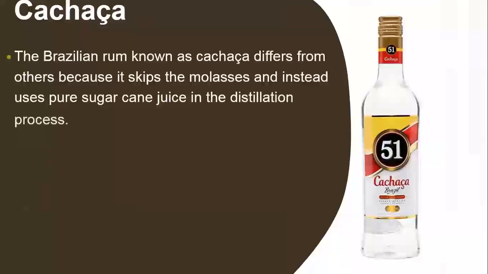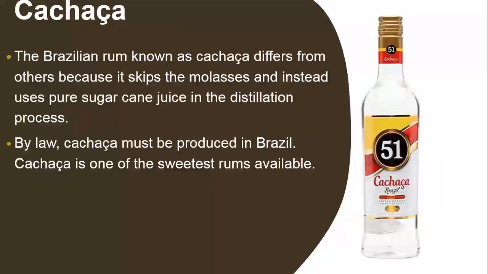The next one we have is cachaça. The Brazilian rum, known as cachaça, differs from others because it skips the molasses and instead uses pure sugarcane juice in the distillation process. By law, cachaça must be produced in Brazil, and it is one of the sweetest rums available. However, Brazilian people do not consider it a type of rum, but a unique distilled spirit in itself.